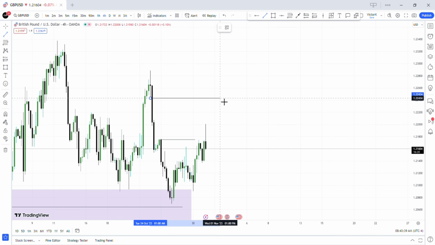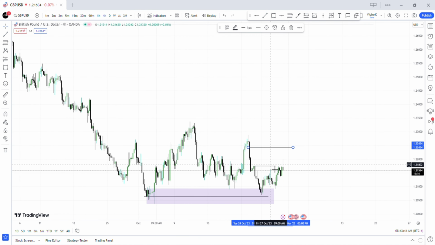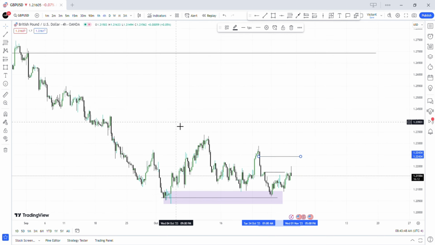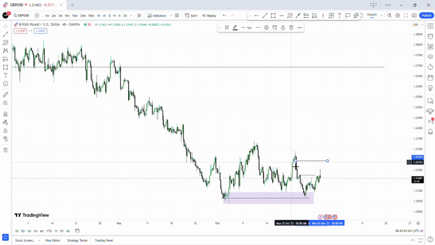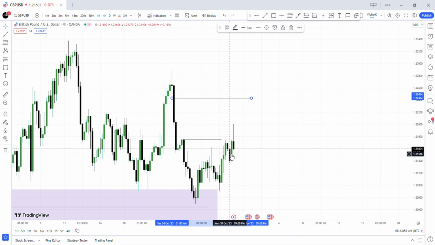I'll be taking profit on my buys here and then watching to see if price has the strength to go above this high and this high before continuing to our distant objective that we marked out some weeks ago. So now we are looking for opportunities to buy around here and sell at this point here, and that is all we are looking to do now.